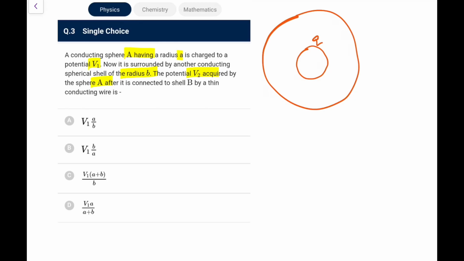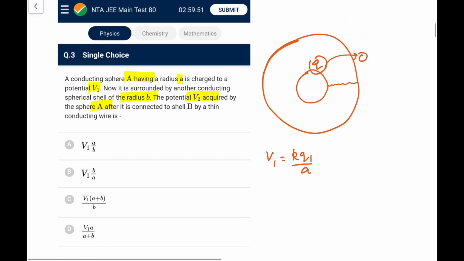So let's assume this charge initially was q. So what we had, v1 was equal to k q1 by A. Now as you connect it by a wire, this complete q will go to the outer one, because you cannot have a charge on the inner one, because that will create a potential difference basically. So that potential difference between the two will become 0, so q will go to the outer one.